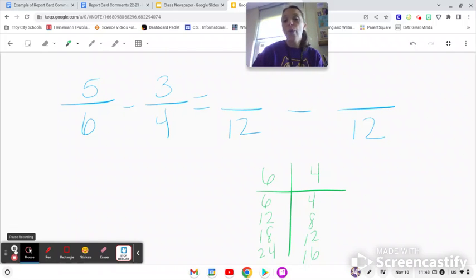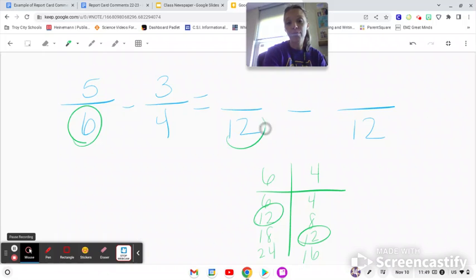But in this case, we want to find the least common multiple. Alrighty, 12 is our least common multiple, okay? The least common multiple now becomes our common denominator. So I'm going to ask myself, okay, Mrs. Bowers, I got from 6 to 12 by partitioning into halves. So 6 times 2 is 12.